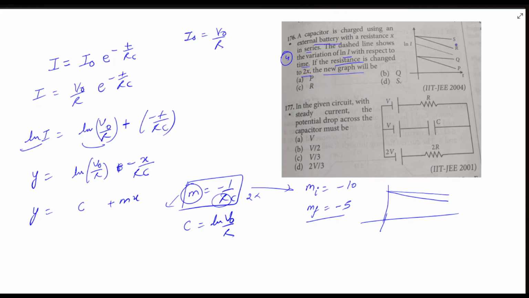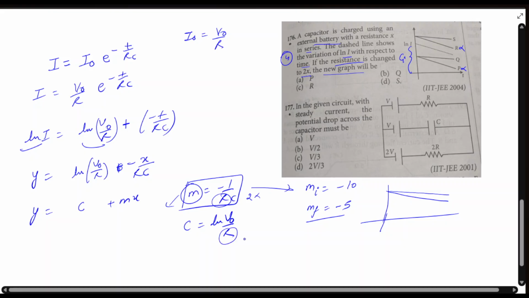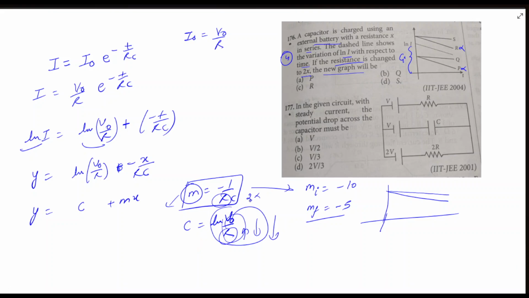So look, S and Q will be the answer. Either S or Q will be the answer. So P and R must be wrong, right? From Q and S, which one should it be? Look, this graph was here. So this was our initial constant. Now, if R is increased, this whole value will decrease and hence ln will decrease. So C will decrease, then the graph must be here. So it will be Q. So B option will be there.